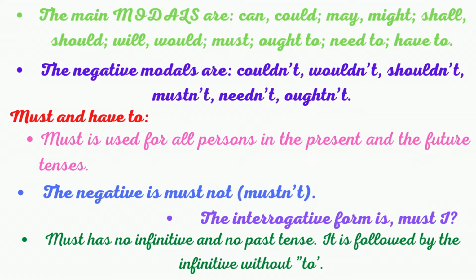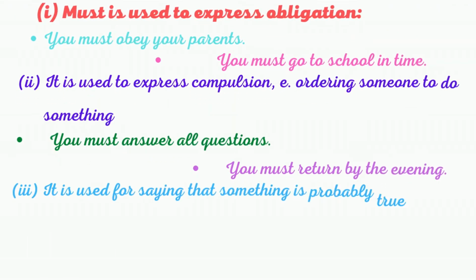Must and have to. Must is used for all persons in the present and the future tenses. The negative is must not, mustn't. The interrogative form is, must I? Must has no infinitive and no past tense. It is followed by the infinitive without to. Must is used to express obligation.